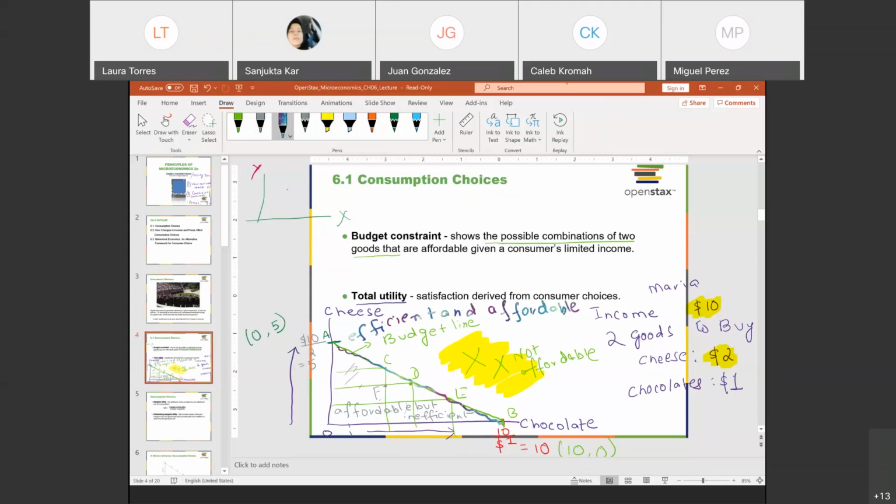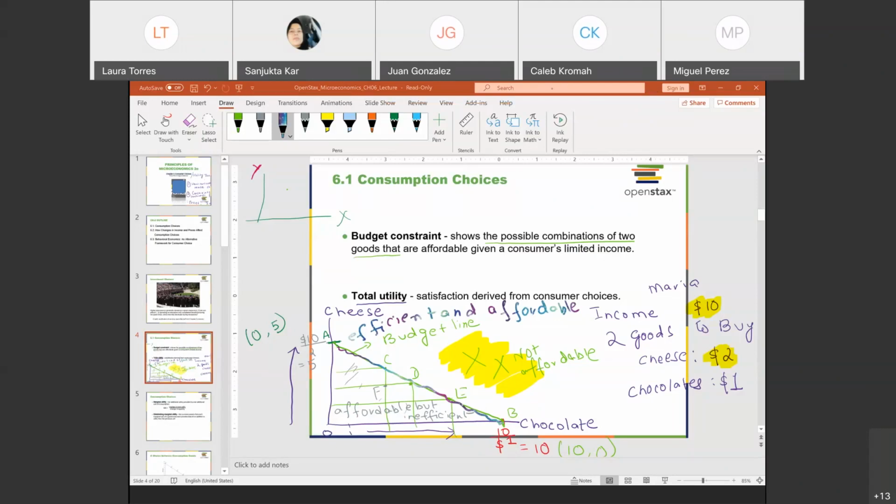So any questions, anyone? Can you be a little bit louder, or I think people are just talking among themselves. Any questions? So we understand the concept of budget constraint, right?